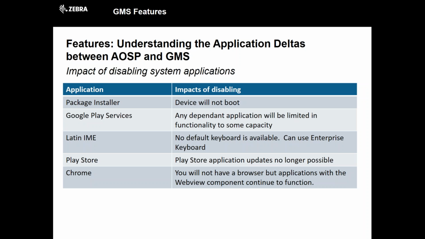And another, if you disable the Play Store, you won't get application updates. If you disable Chrome, it's interesting. You obviously won't have a browser, but Enterprise Browser, even on Nougat devices, continued to function. I tested it on my TC51. So even though the functionality of the web view is delivered through Chrome on a Nougat device, by disabling Chrome, you are still able to access applications that require a web view. I was a bit surprised when I found that out, but there you go. That's the latest. I haven't tested every device, but that's what I have observed.